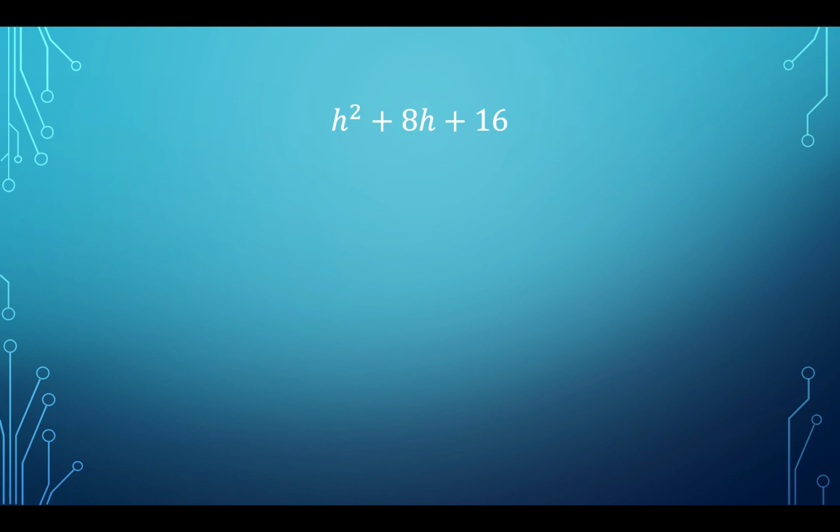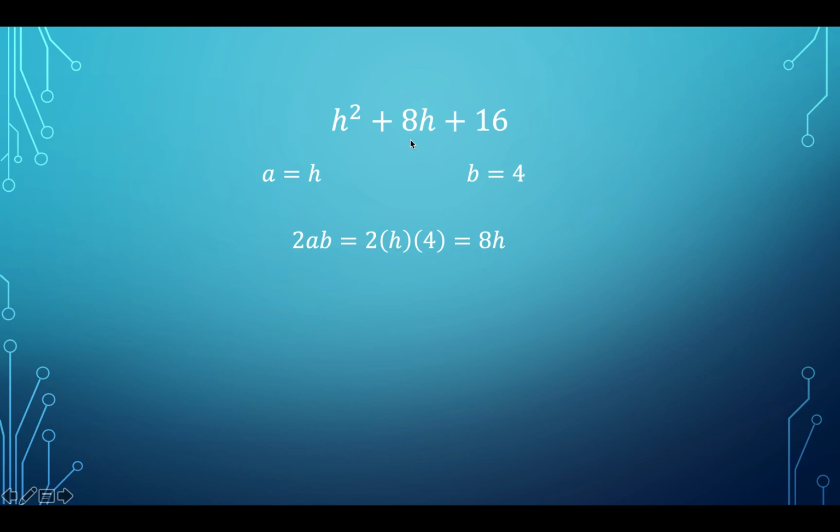We have h squared plus 8h plus 16. We need to first find a and b. What's a? h, right? The square root of h squared is h. And b is 4. How do we get 4? The square root of 16. Next step, we have to do 2ab. So we're going to take 2 times h times 4, and we get 8h. We want to make sure that this number we get here matches this number in the middle.